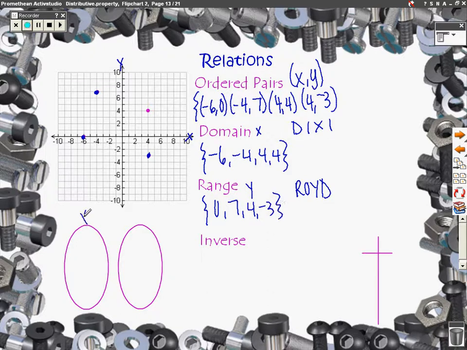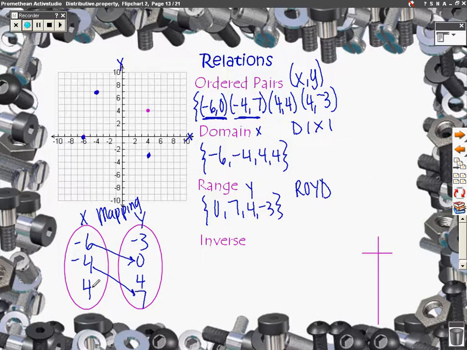Next, I'm going to work on a mapping. I didn't label this, so let's draw in a label right here. This is my x, this is my y. So I have -6, -4, and I only need to do one of the 4s. Then I have -3, 0, 4, and 7. From my ordered pair, -6, 0, I can say that -6 goes to 0. Don't forget to draw the arrow. -4 goes to 7. 4 goes to 4. And then 4 also goes to -3.